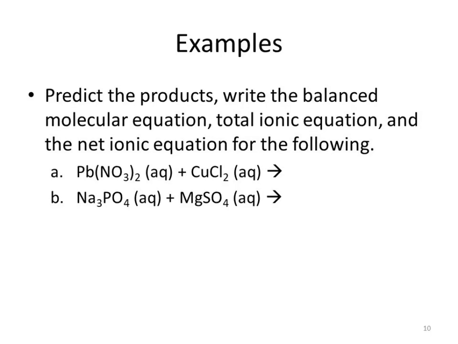Okay, let's put this all together. So we're going to take these two reactions, predict our products, write our balanced equations, and get down to our net ionic equation. So let's start off with our lead 2 nitrate and our copper 2 chloride.